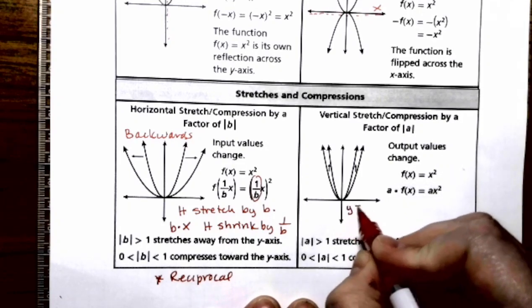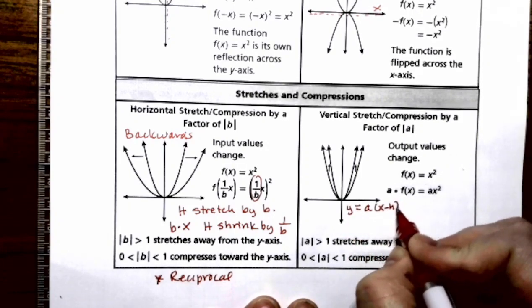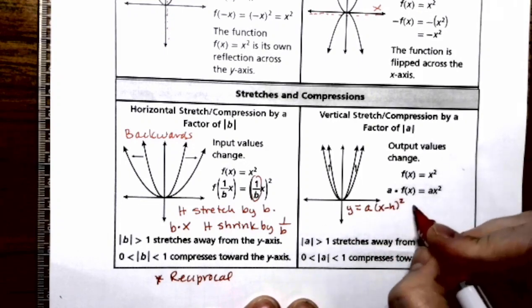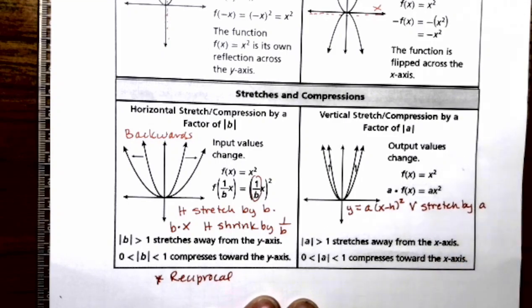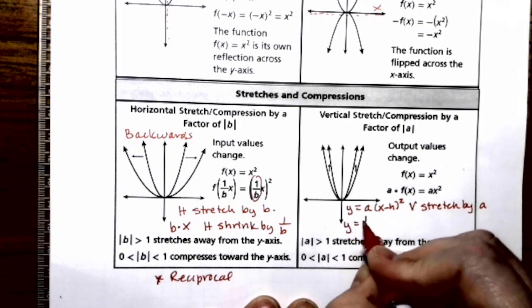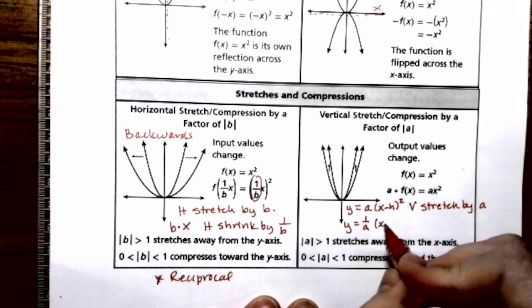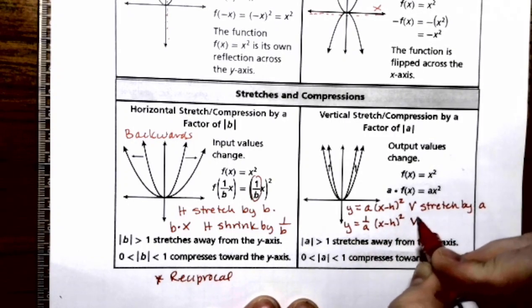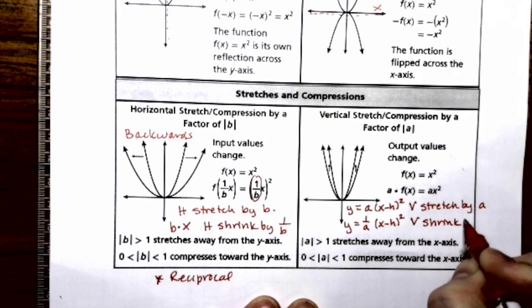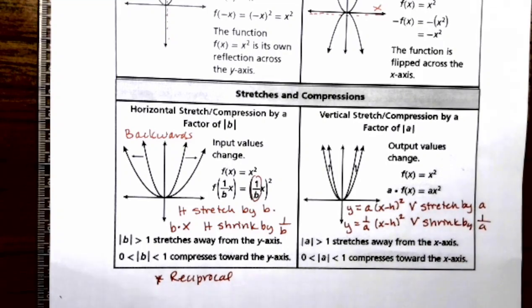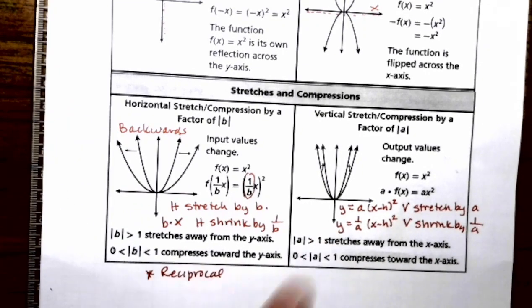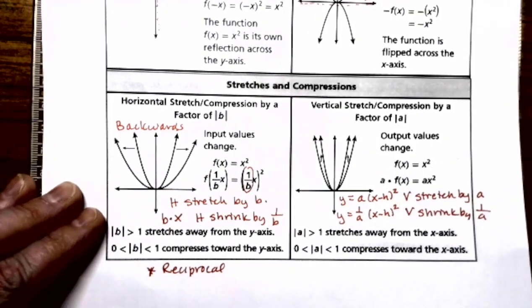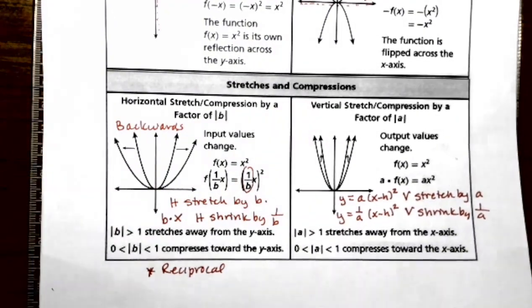So if you have y equals a times (x minus h) squared, that is going to be a vertical stretch by a factor of a. If you have a 1 over a in front of that (x minus h) squared, it's going to be a vertical shrink by 1 over a. So unlike the x's, which is the reciprocal or backwards, again, the vertical, what you see is what you get. Okay, so let's use those rules to describe what's being done to the base graph.